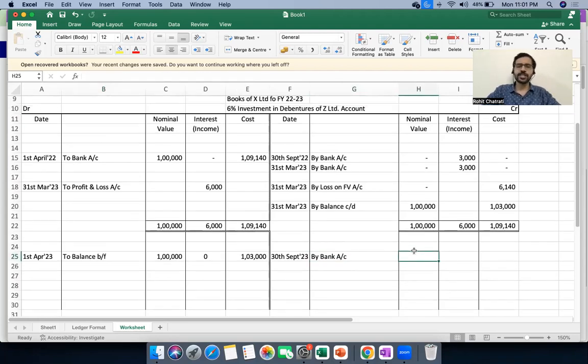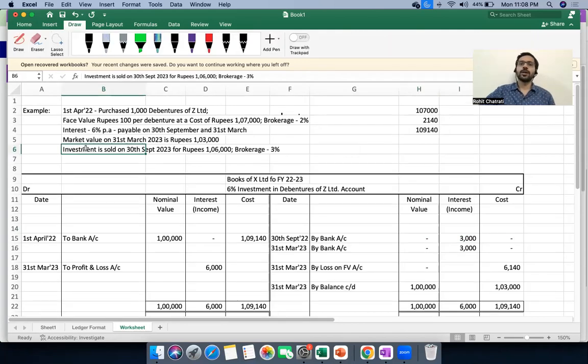How much interest are you going to collect? You do not have to recalculate. It's going to be 3,000. It's going to be 1 lakh multiplied by 3%, which is equal to 3,000. Now, after we receive the interest, we are selling off the investment on 30th of September on the same day for rupees 1,06,000, where brokerage is 3%.